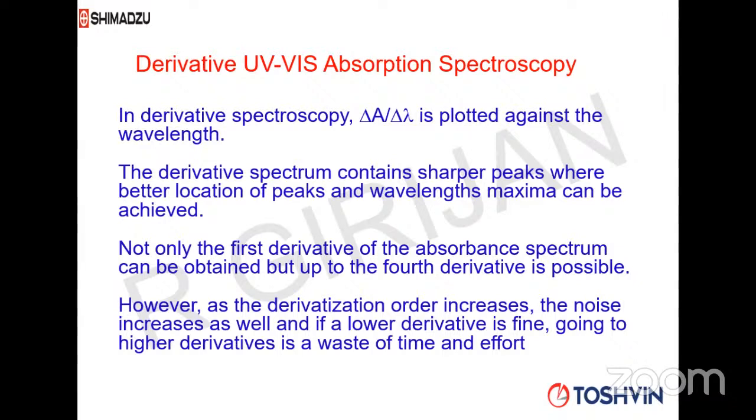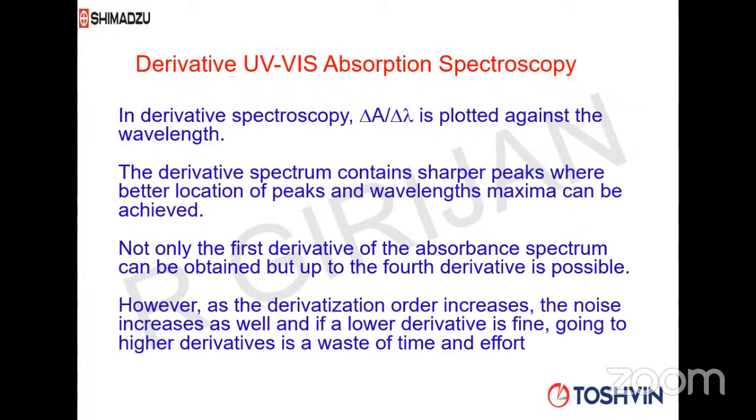A derivative spectrum contains sharper peaks, where better location of peaks and wavelength maxima can be achieved. Suppose you are recording a spectrum of a compound, and imagine there is an impurity or a different compound in your sample, but they are not properly separated. Both peaks are not well separated, and you are getting one main peak and on one side a small hump. That means they are not properly separated. In those scenarios, if you apply a derivative spectroscopy technique, you can separate them, identify the lambda max of both, and then quantify them separately.